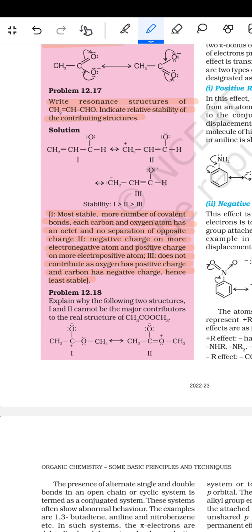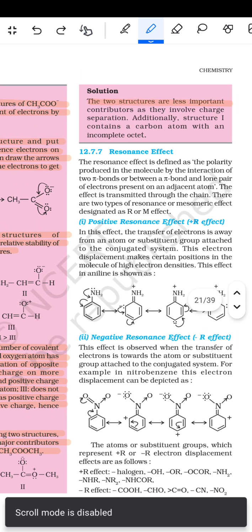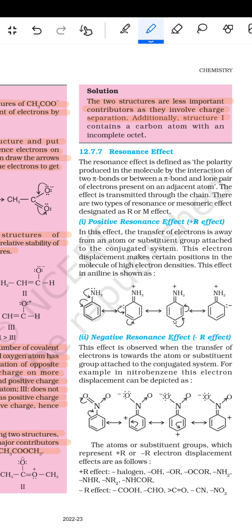Then in problem 12.1: explain why the following two structures 1 and 2 cannot be the major contributors to the real structure of CH3COOCH3. The solution is that the two structures are less important contributors as they involve charge separation. Additionally, structure 1 contains a carbon atom with an incomplete octet.